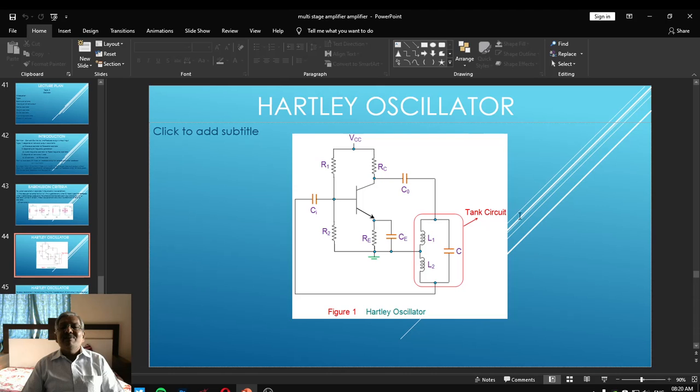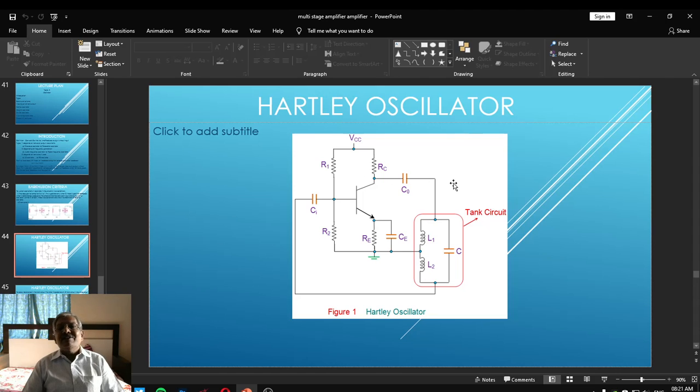This oscillator was described by a scientist, Hartley. That's why it is known as Hartley oscillator. Hartley oscillator is a radio frequency oscillator that generates frequency in the radio frequency range, that is about 20 kilohertz and above, to be generated by using the Hartley oscillator.